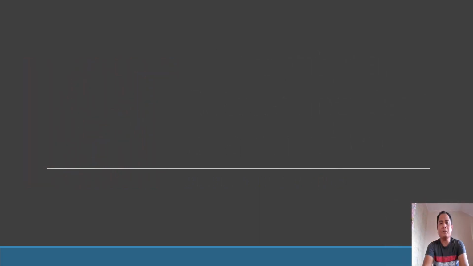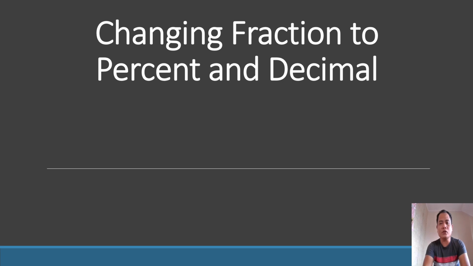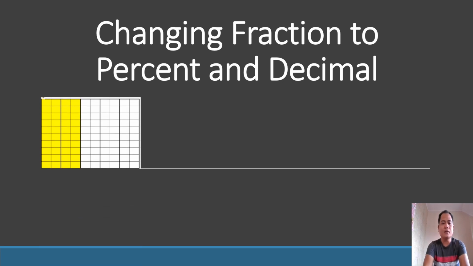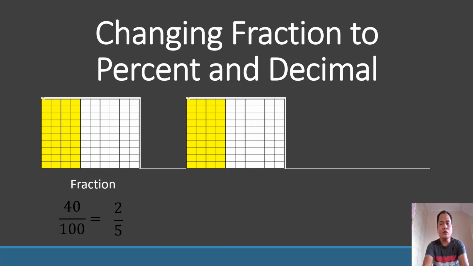Before proceeding in finding the percentage, base, and rate, let's study first how to change fraction to percent and decimal. So, the fraction form of the figure is 40 hundredths, or in the lowest term, 2/5. Now, if we change that into decimal form, 40 hundredths is also written as 0.40.